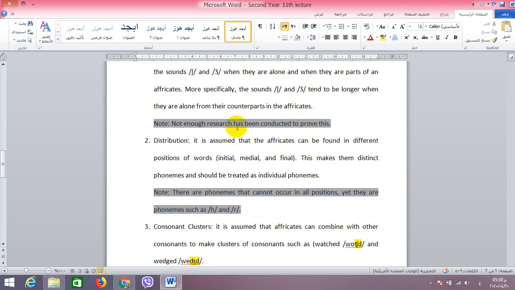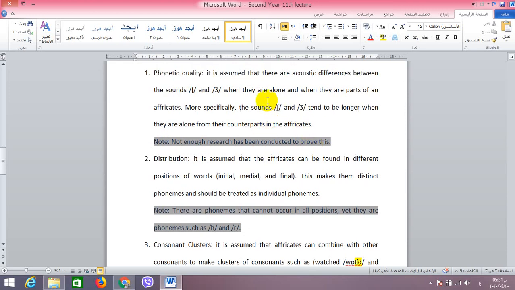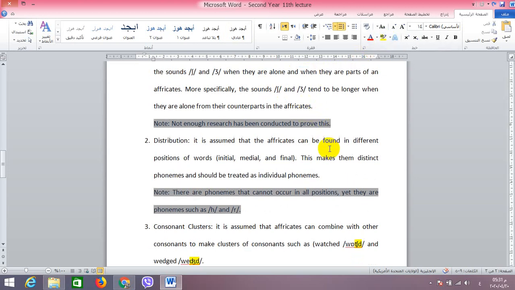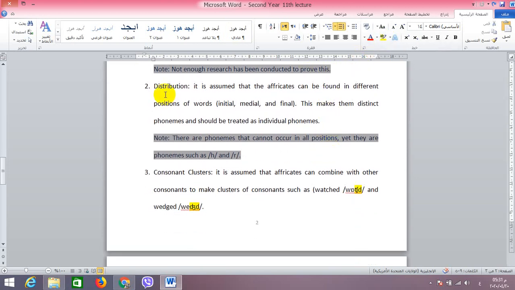But we have a problem with this assumption. The problem is that there is not enough research about this point. So still we need more studies to be conducted to identify these acoustic differences and to prove that they are really existent. Another point is distribution.